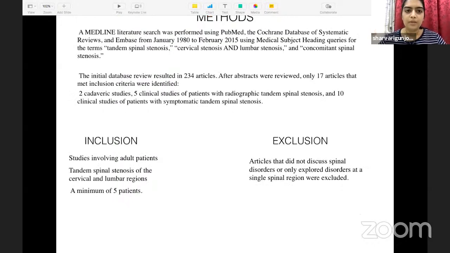They carried out a PubMed search for articles from January 1980 to 2015 using these keywords. After reviewing about 234 articles, they selected 17 articles which met their inclusion criteria. They included studies of adult patients with tandem spinal stenosis involving the cervical and lumbar region with a minimum of 5 patients, and excluded any animal studies. In this review, they included 2 cadaveric studies, 5 clinical studies with patients with radiographic tandem spinal stenosis, and 10 clinical studies of patients with symptomatic tandem spinal stenosis.